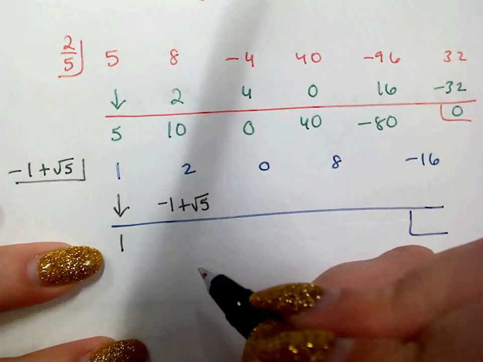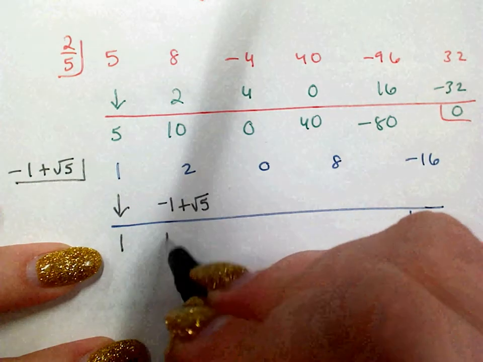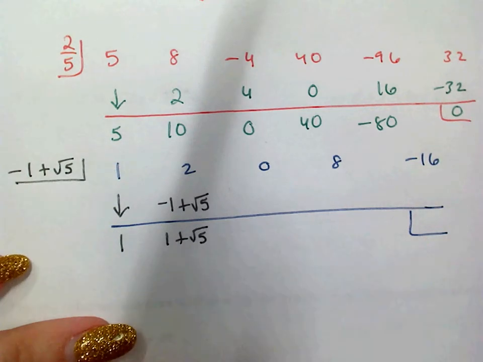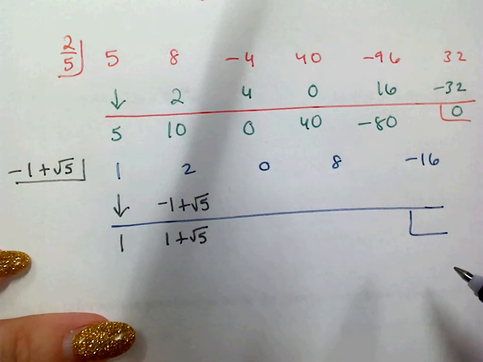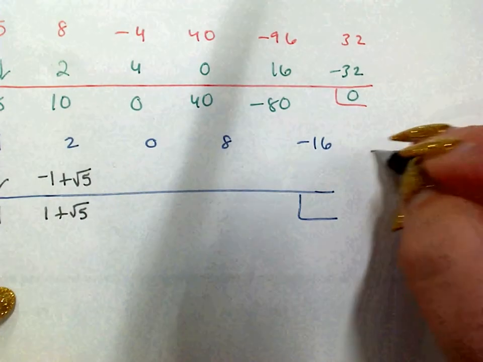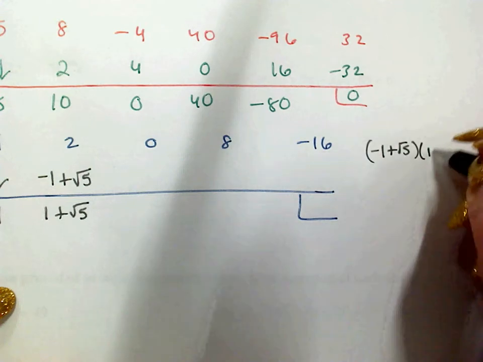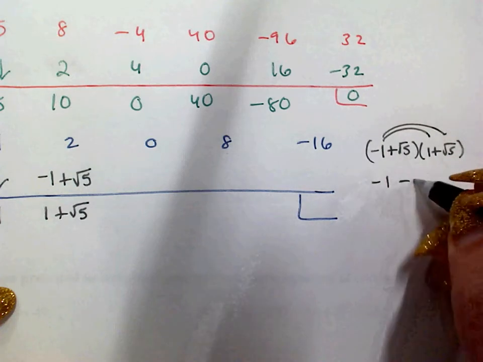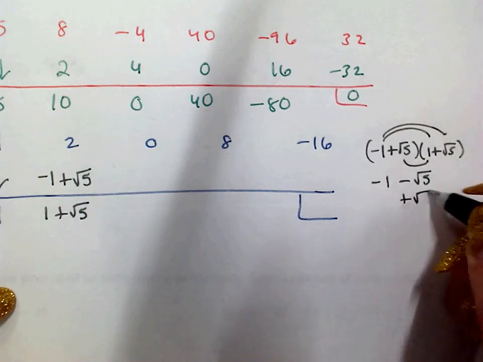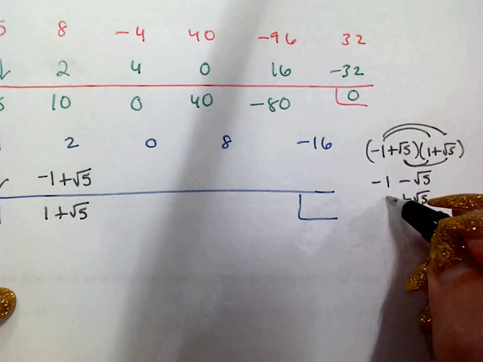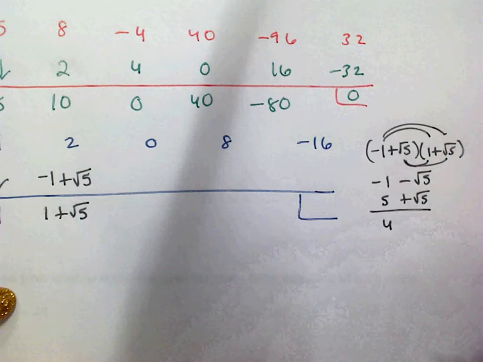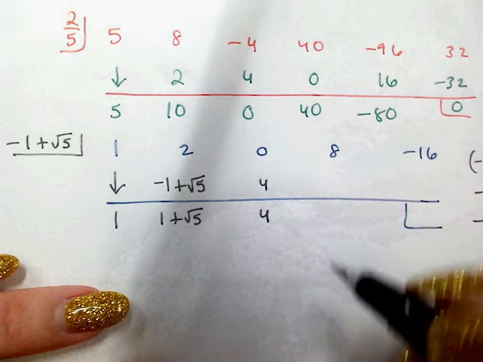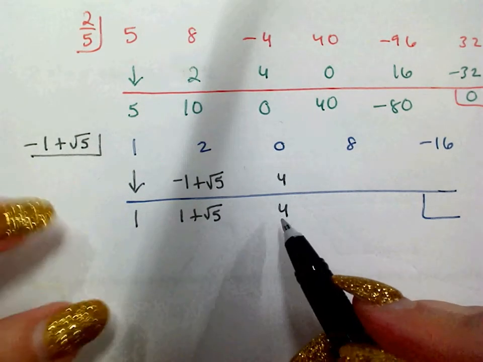So out to the side, I'm going to multiply negative 1 plus the square root of 5 and 1 plus the square root of 5. Negative 1 times 1 is negative 1. Negative 1 times the square root of 5 is negative square root of 5. Square root of 5 times 1 is positive square root of 5. That's nice. And square root of 5 times square root of 5 is 5. So I'm going to put a 4 right there. Add it up and I get 4. I don't have to write this out to the side because it's just distribute. 4 times negative 1 is negative 4, and 4 times square root of 5 is 4 root 5. Add real with real. What's 8 minus 4?